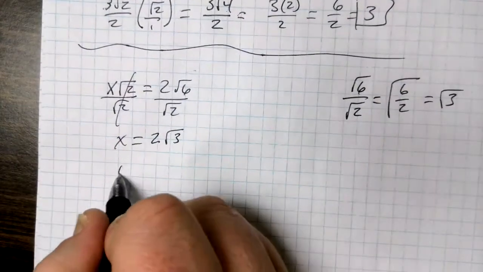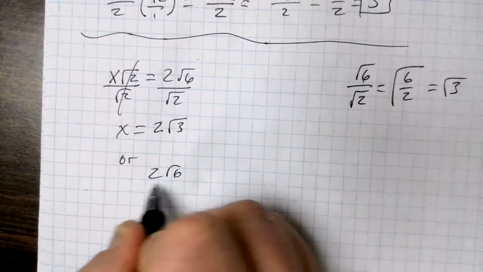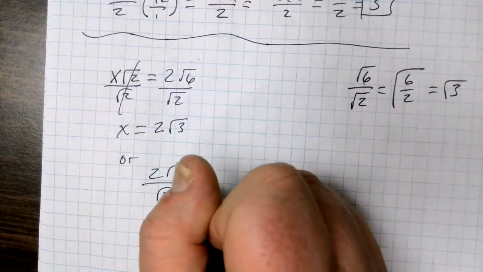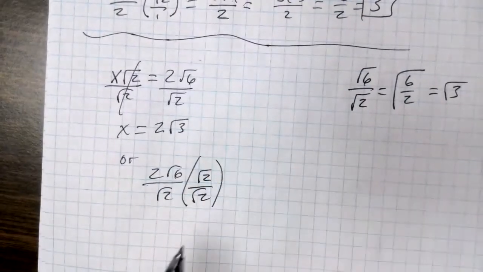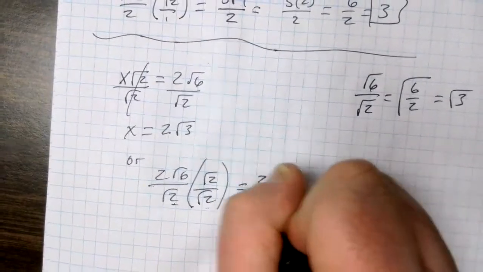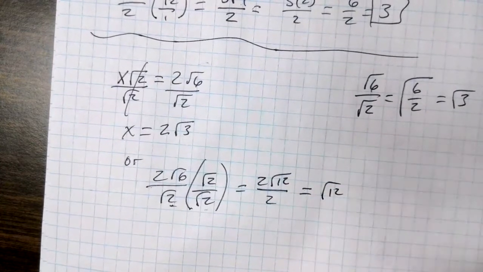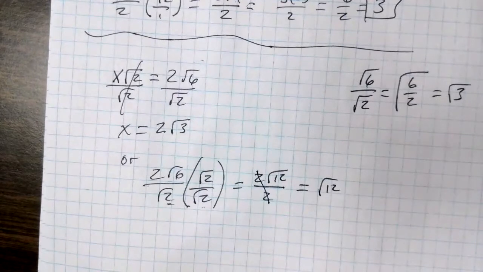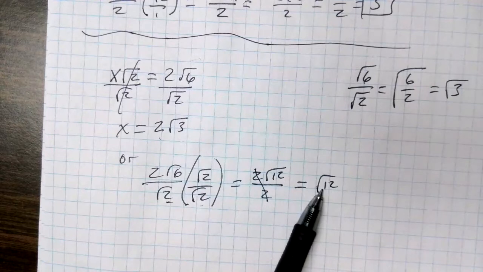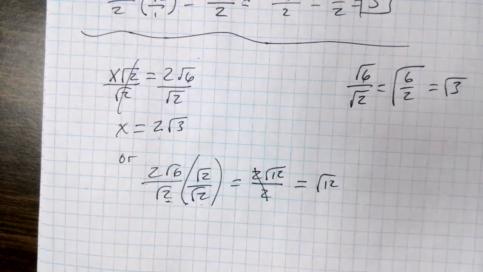Now, if you were looking at this like, oh man, I have 2 root 6 over root 2, what you could have done is multiplied by square root of 2 over the square root of 2 to get rid of the bottoms here. And you would have ended up with 2 square root 12 over 2. And you would have had the square root of 12 because the 2's cancel. And if you plug it in the calculator, 2 square roots of 3 is the same thing as the square root of 12. So those are the same. I would have accepted either one on this particular problem.